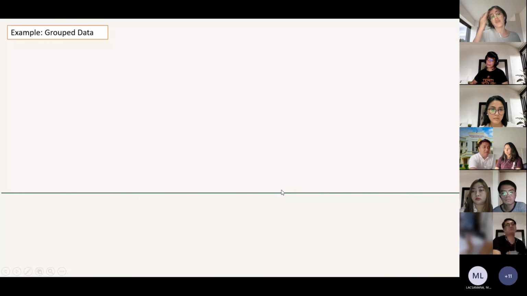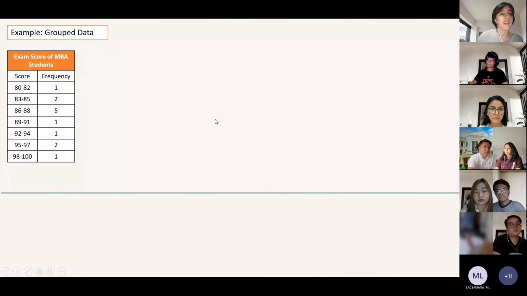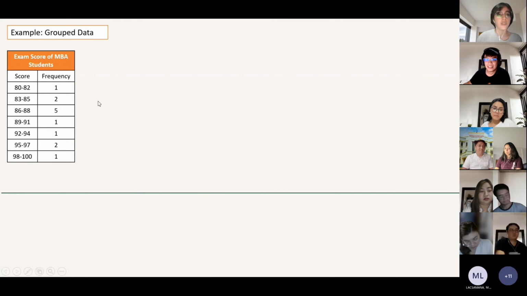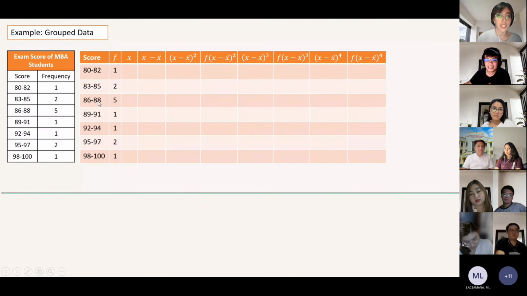Okay, for the group data naman, mas mahaba to, so please bear with me, have patience na makinig pa. For the exam score of MBA students, nagamit na natin to kanina na data set doon sa variance and standard deviation. So, ganun ulit, gagawa tayo ng table, mas mahaba na.